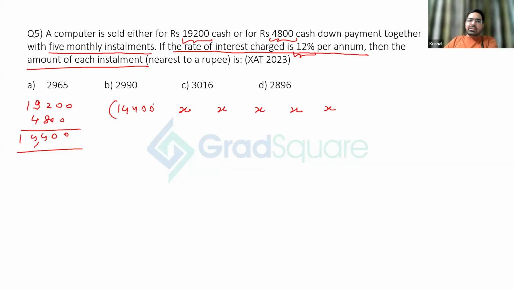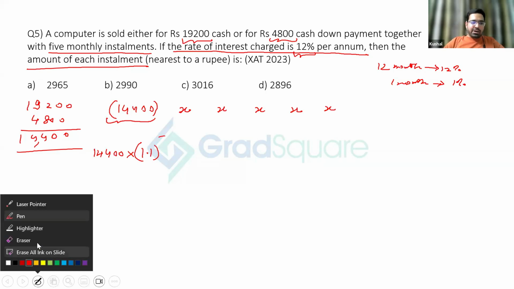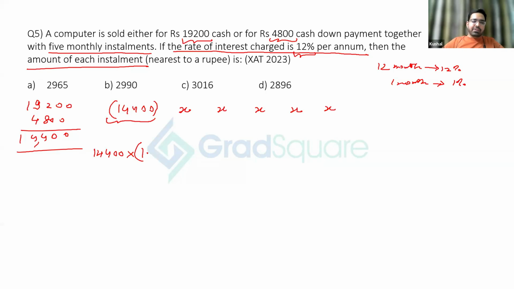So now look at this. 14,400 at the end of 5 months. As I said, this is 12% per annum. So for 12 months, it is going to be 12%. So for every month, the compounding is going to happen, and that will happen at 1% per month, right? So this particular value of 14,400 will be compounded at the rate of 1% for 5 months. So what will you have? 14,400 into 1.01 to the power of 5.